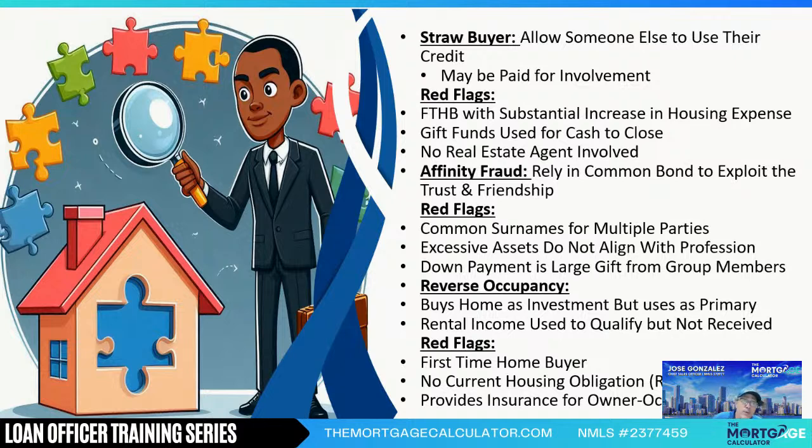Now, what are some of the red flags here that you want to look for to try to identify a straw buyer transaction? Well, for example, you could have a first-time home buyer with a substantial increase in their housing expense, right? They're paying $500 a month for rent, and all of a sudden they're going to pay $2,800 a month.